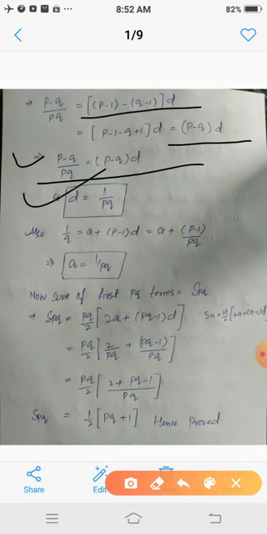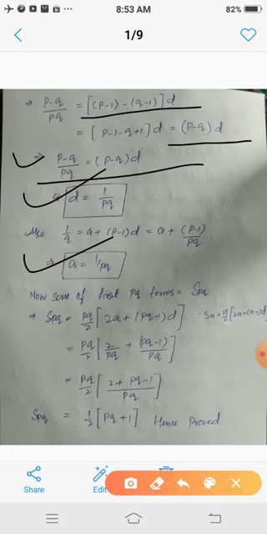But we know that the pth term is a plus (p minus 1) into d, which is 1 by q equals a plus (p minus 1) into d. Substituting d equals 1 by pq in this, we get a equals 1 by pq. So in this way we find the common difference in terms of p and q, which is 1 by pq, and the first term of this AP is also 1 by pq.